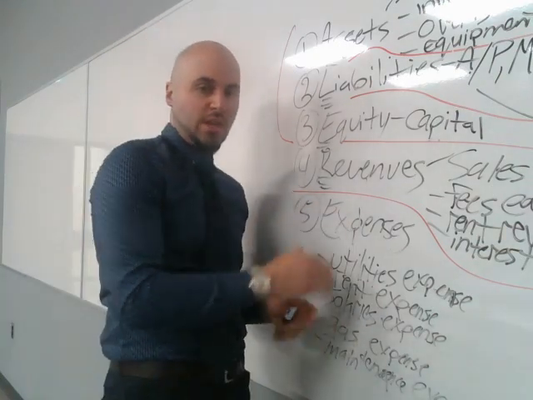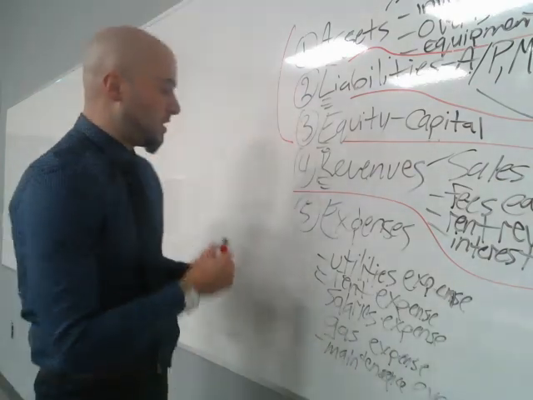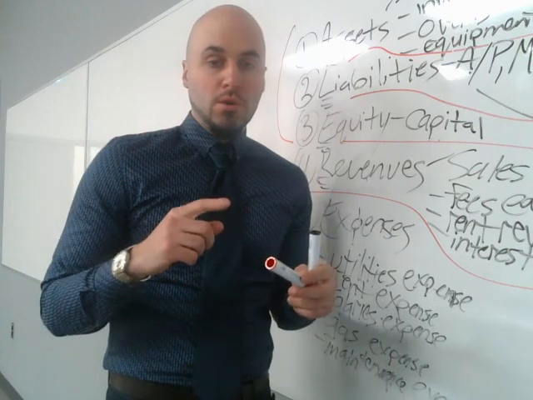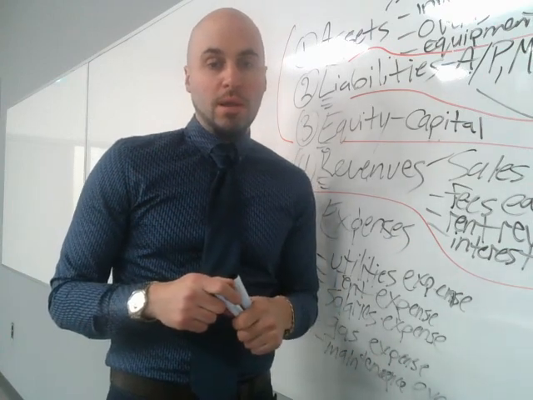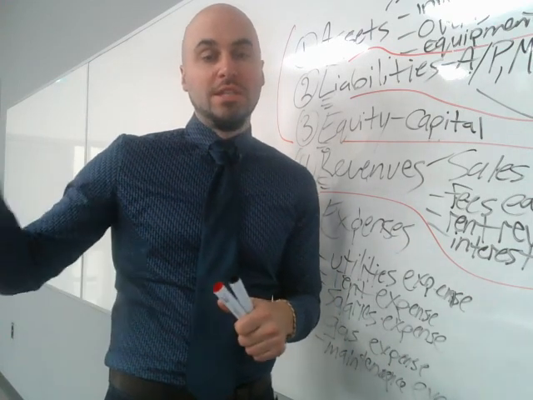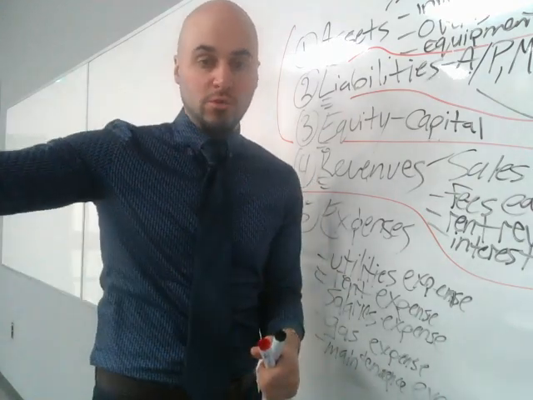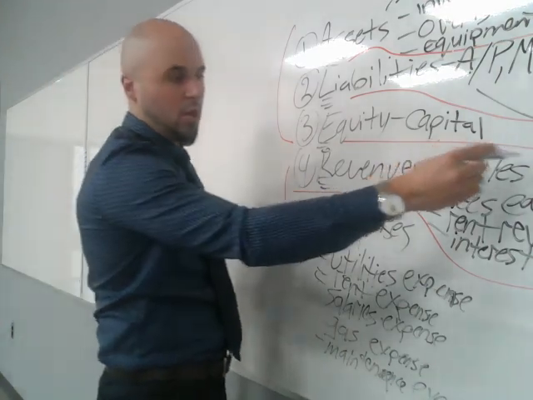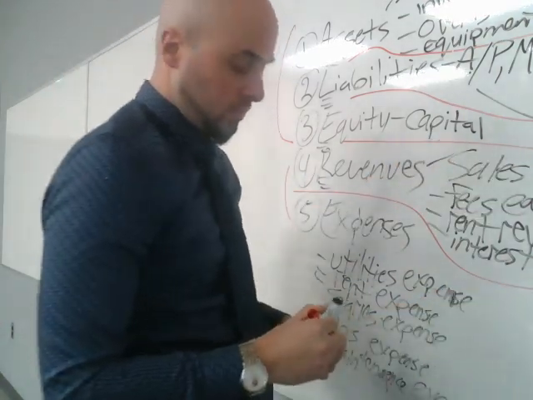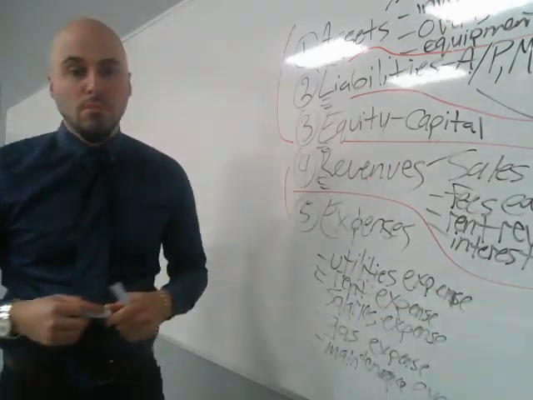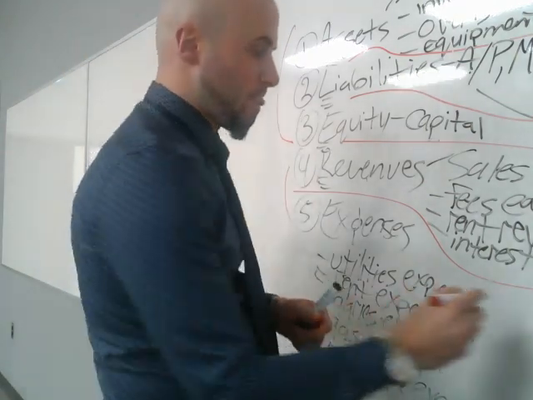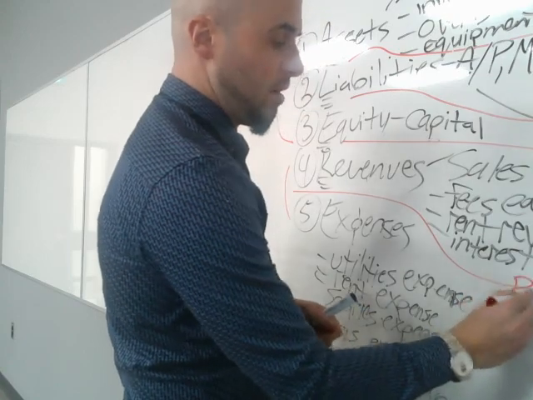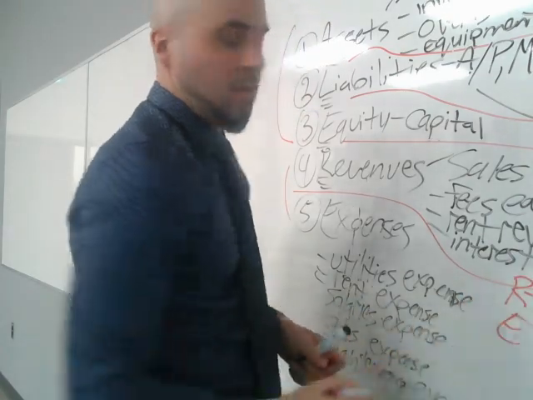So, you see the relationship here. That's why these two go together, revenues and expenses, because revenues is not profit. You need to deduct expenses from revenues to determine profit. Let's say your revenues, all of these total, what do they total? Okay, 60,000.